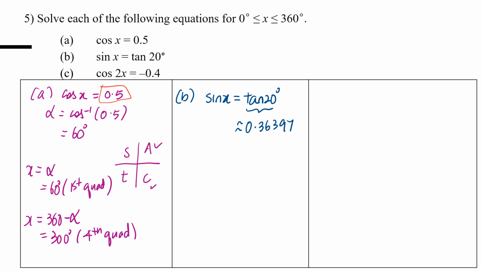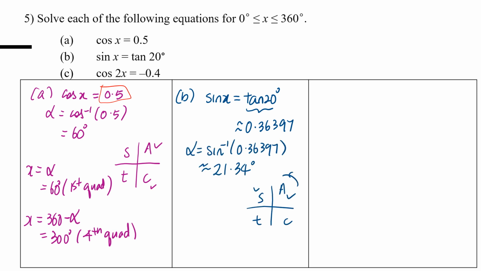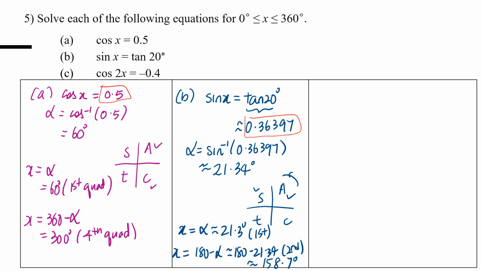So for part B, some of you will be like, what to do with tangent 20? Don't worry, anything that you can use a calculator to help you with, just use the calculator to evaluate. So when you use the calculator to evaluate tangent 20, you get 0.36397. All right, so the next step is to find alpha, and then your ASTC. Because we are talking about a positive value for sine x, the angle will come from the second and the first quadrant. So the first quadrant will just be alpha, which is 21.3, and then the second quadrant will be 180 minus alpha, which is 180 minus 21.34 gives you 158.7.